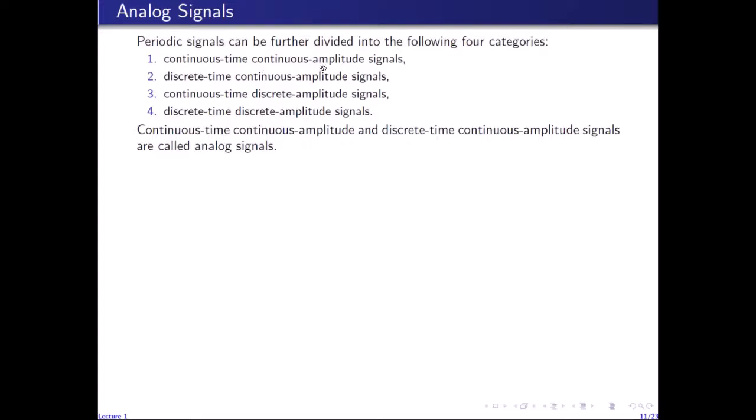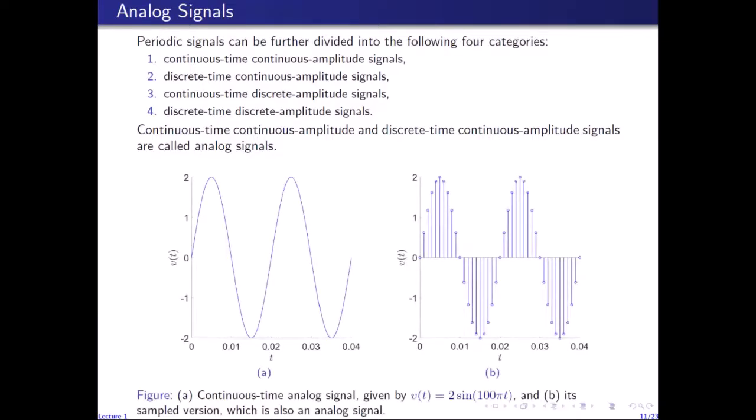So continuous amplitude signals can have arbitrary values of amplitude which vary continuously with time. Such signals are called analog signals. I mean, the signals whose amplitude domain has continuous variations are called analog signals. So here I show two different types of analog signals. On the left is a continuous time, continuous amplitude signal. So it is defined at all times, and it is also varying continuously in the amplitude domain.